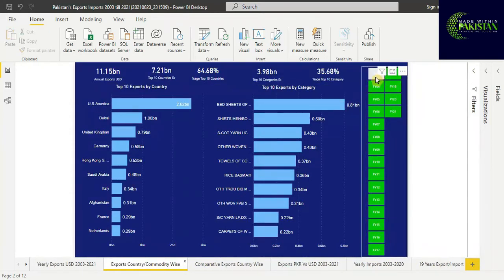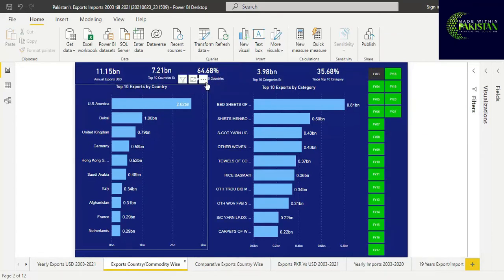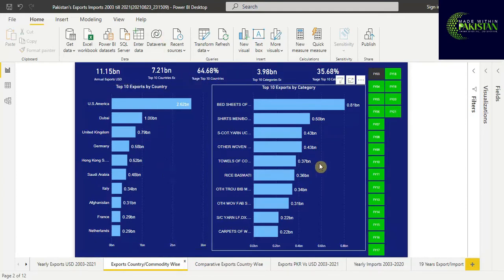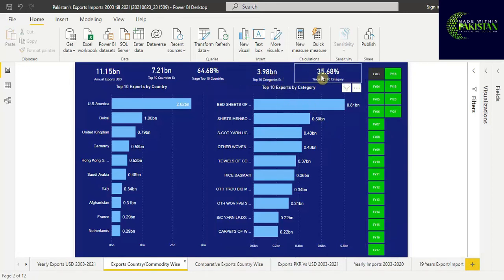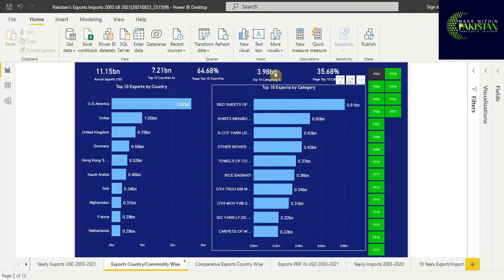In 2003, the total exports made were 11.15 billion. The top 10 countries contributed 7.21 billion and the percentage is 64.68%, meaning two-thirds of the exports have been contributed by these top 10 countries. Similarly, the top 10 commodities contributed 3.98 billion and the percentage is 35.68. Roughly, it can be concluded that one-third of the exports have been contributed by these top 10 commodities.